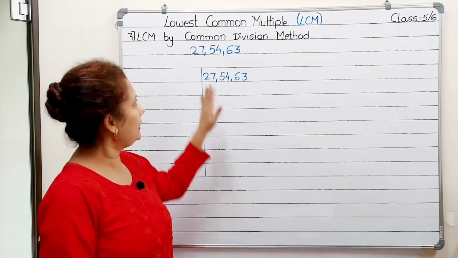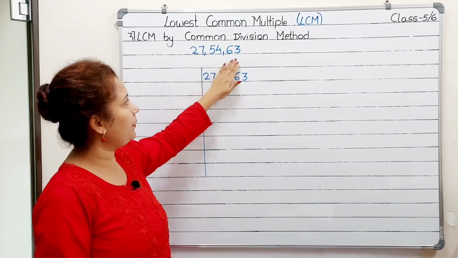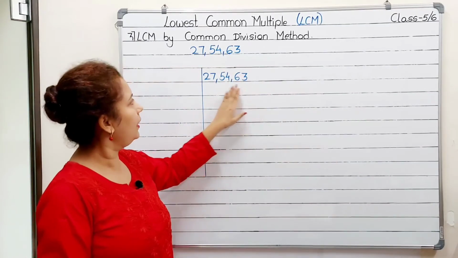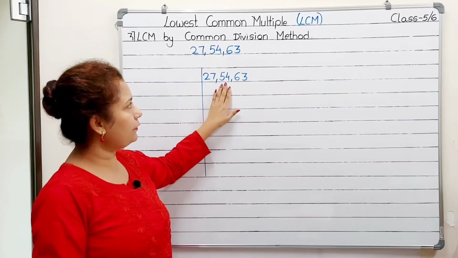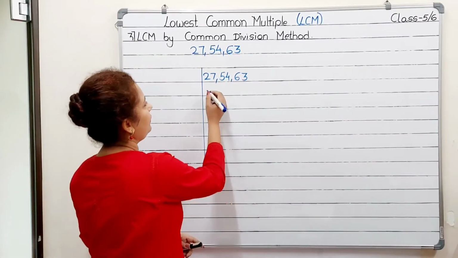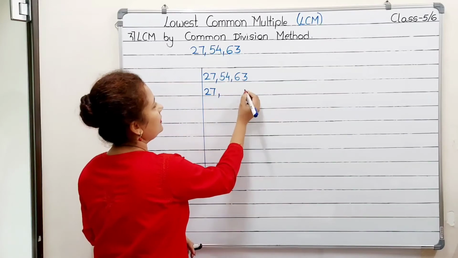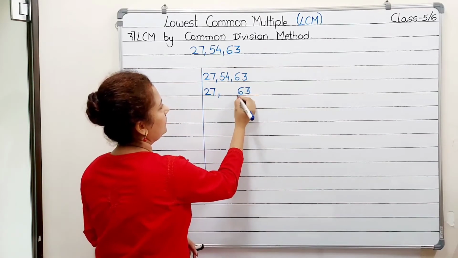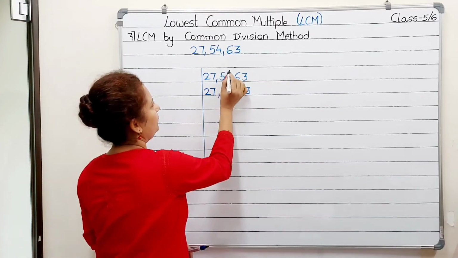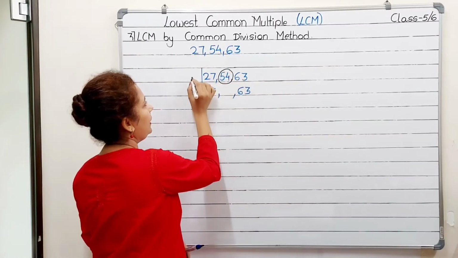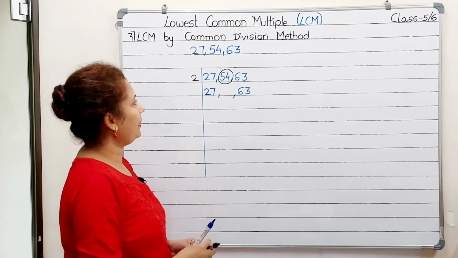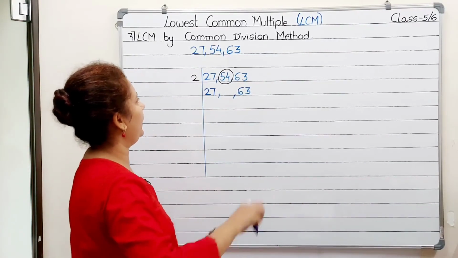Now we will find the LCM of 27, 54 and 63. So we have written the numbers separated by commas. Now in this, only 54 is divisible by 2. So we will write 27 and 63 as it is and we will divide 54 by 2. So this number is divisible by 2, so we will divide only that number by 2. When we divide 54 by 2, we get 27.